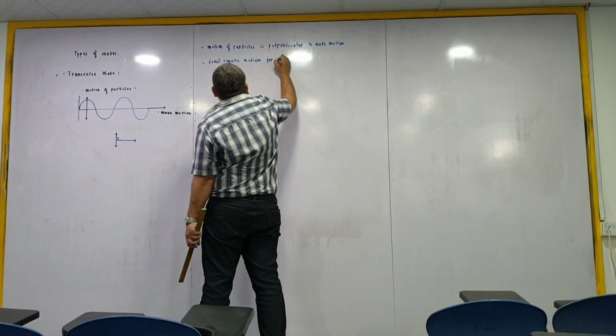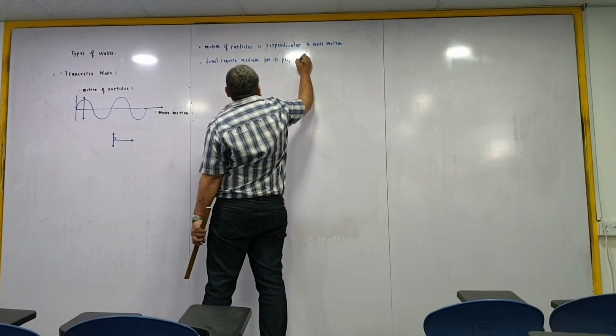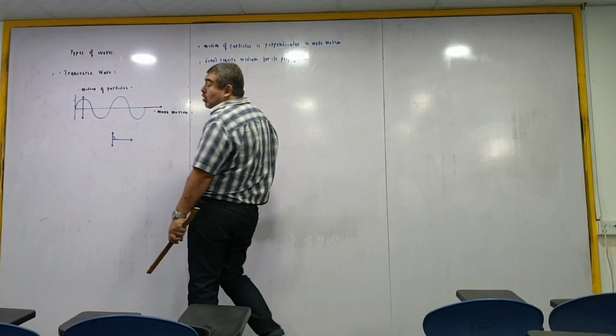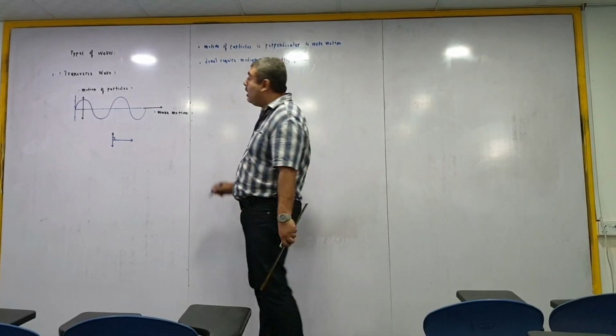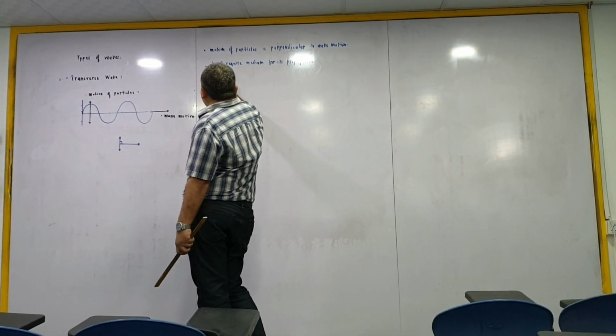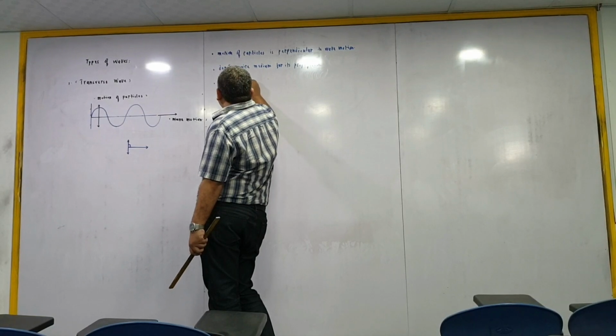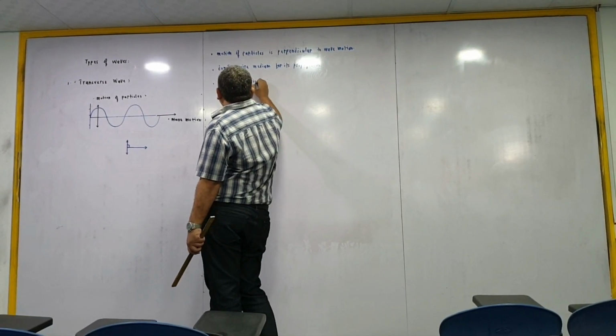For its propagation. Propagation means traveling. Why do they not require a medium for propagation? Because they are electromagnetic in nature. So transverse waves are electromagnetic waves.